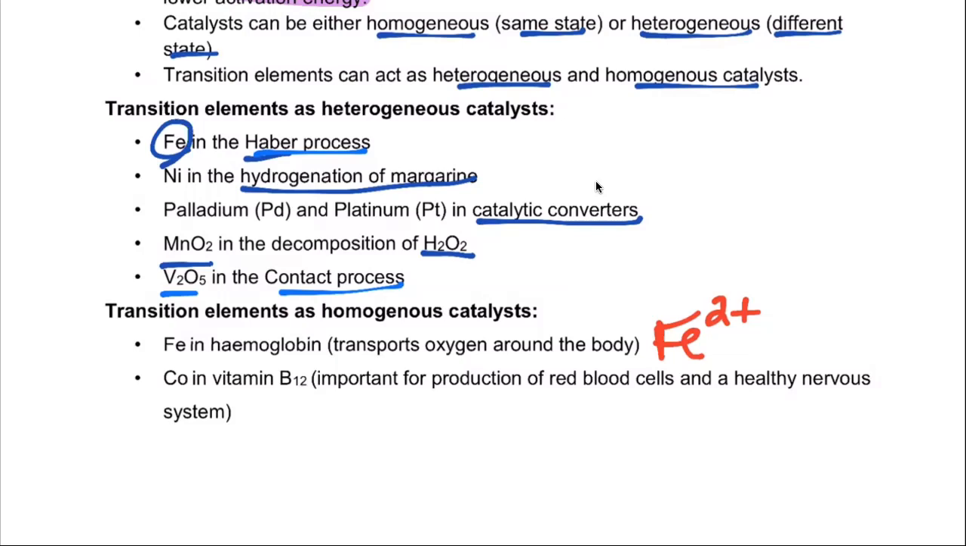And then the other one is cobalt ions in vitamin B12, because this is another thing important for humans, in that it allows us to produce red blood cells and have a healthy nervous system. So like all of our nerves, our brain functioning, our spine, our ability to move and all that. And so if you don't have enough cobalt in your body, along with B12, then these functions may not work right. And you may not have enough red blood cells, which can affect your immune system.